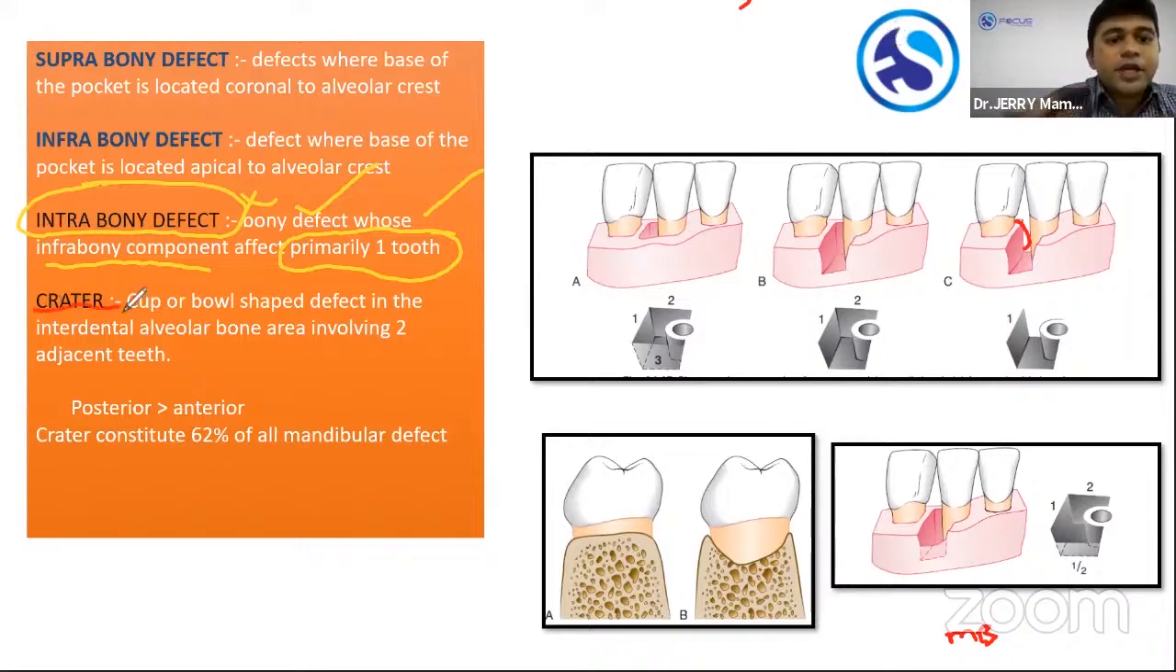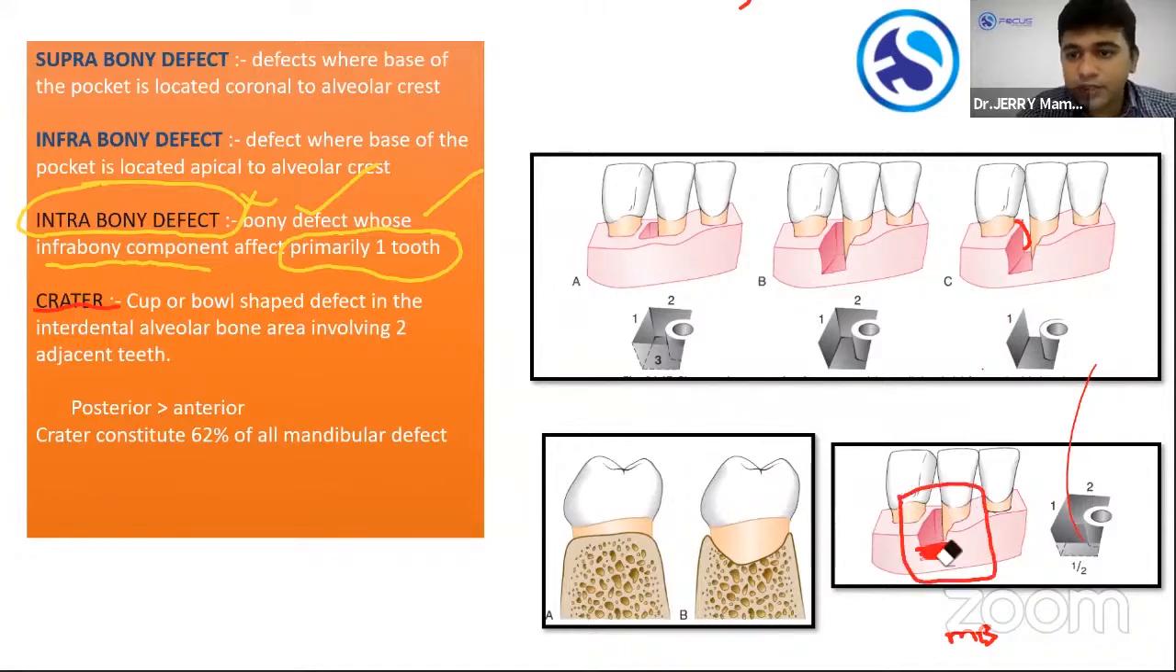What is a crater? A crater is a cup-shaped or bowl-shaped deformity. Somebody has asked me about the combined defect, which is what we discussed here. That means this is the whole defect as such.